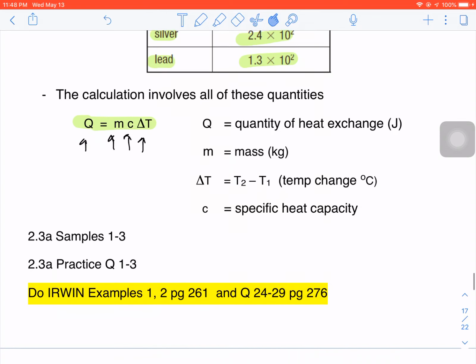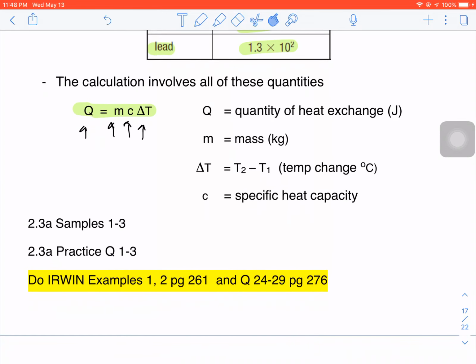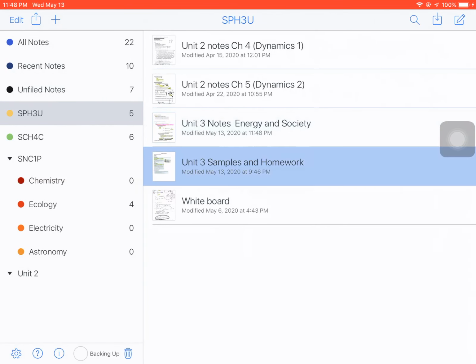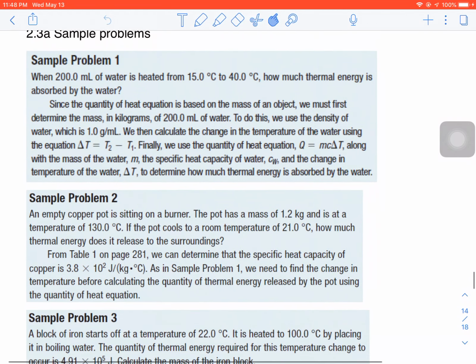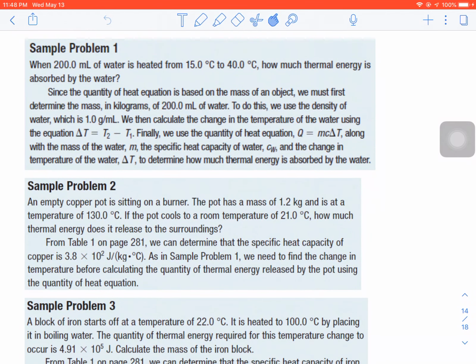Right, so I'm going to very quickly just do the 3 sample questions that are here, and then I'm going to leave you to try some of these on your own. Okay, so here are the 3 sample problems. Again, notice that sample problems are pretty long. It says, if 200 milliliters of water is heated from 15 degrees Celsius to 40, how much thermal energy is going to be absorbed by the water? Now, how much thermal energy is going to be absorbed?